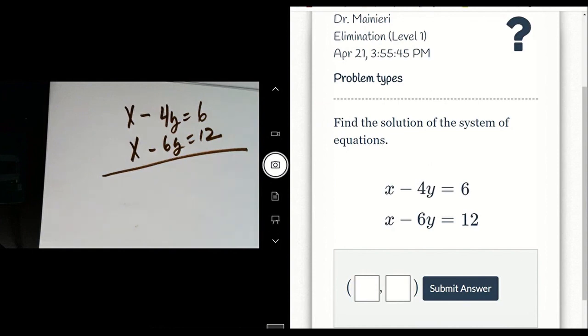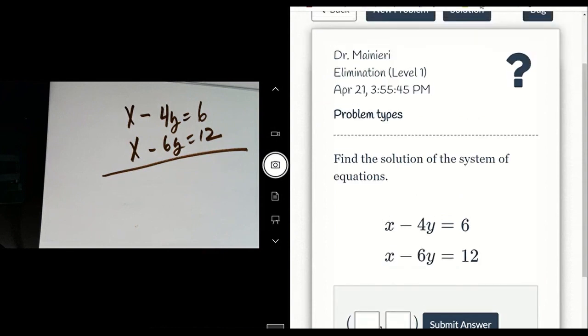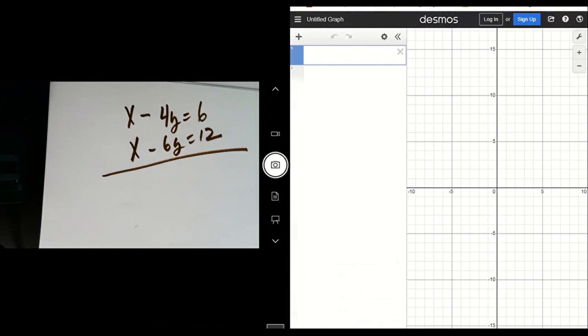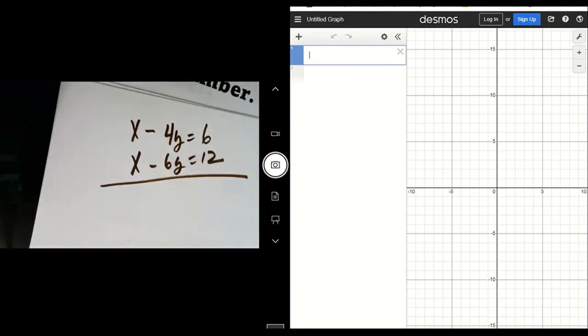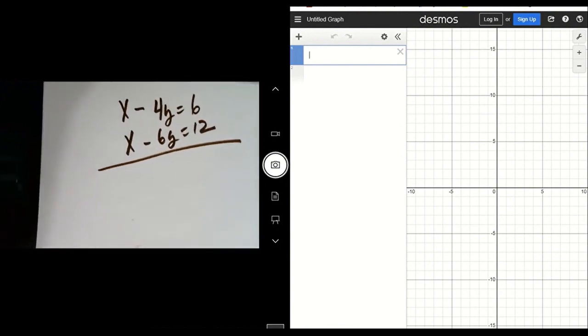So what I'm able to do, if you notice, I've got a different setup now. I can manipulate both the problems here and also our camera at the same time. I think that's going to work out pretty well. All right, so what I'm going to do now is go to Desmos, which we've used before, and type in these two equations.